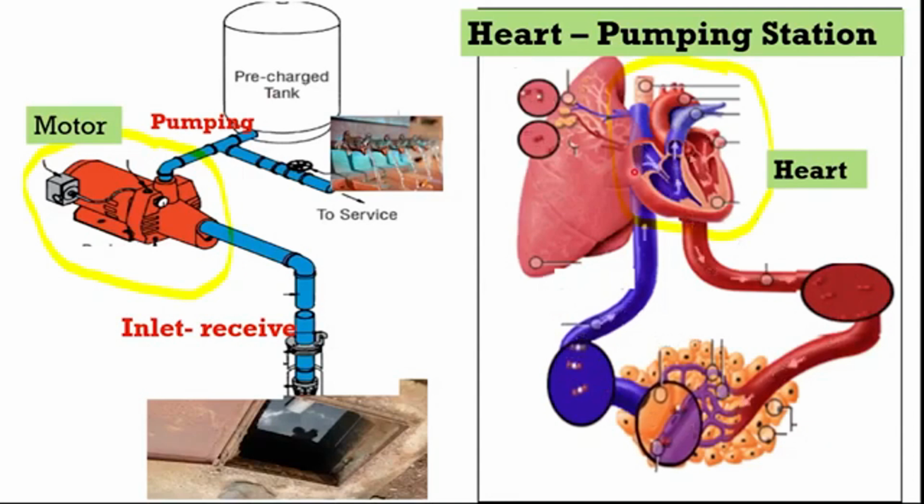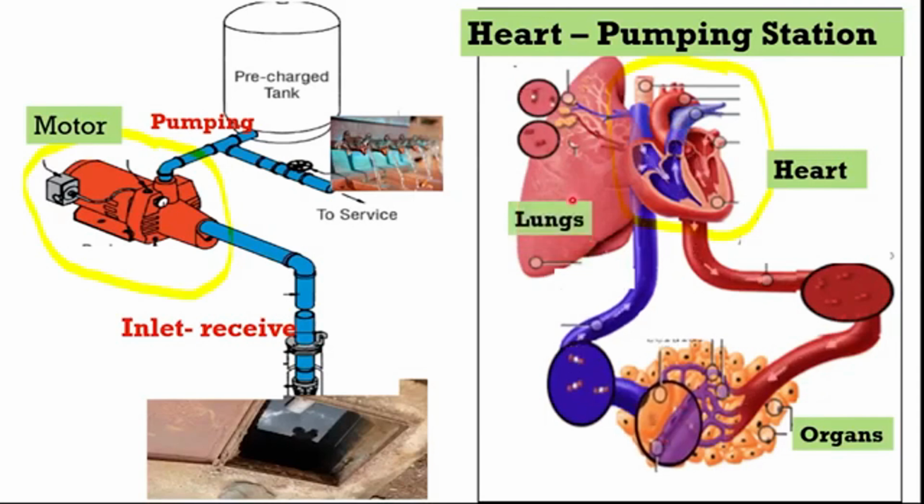The first pump receives the blood from the body organs and sends it to the lungs. So the first pump receives deoxygenated blood from the body organs. Then that blood is sent to the lungs for oxygenation. That is the first pump. The second pump receives the oxygenated blood from the lungs and sends it to the body organs. That means in the second pump, oxygenated blood is received and pumped to the body organs. I'll explain these two pumps clearly with a separate picture now.